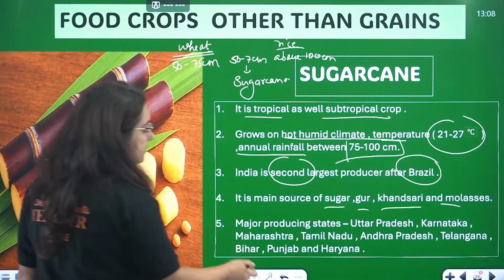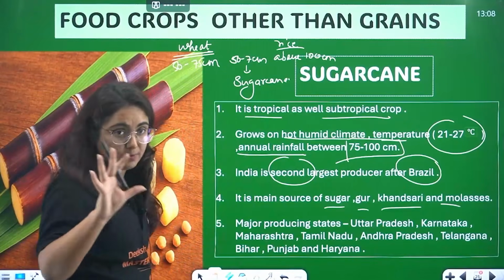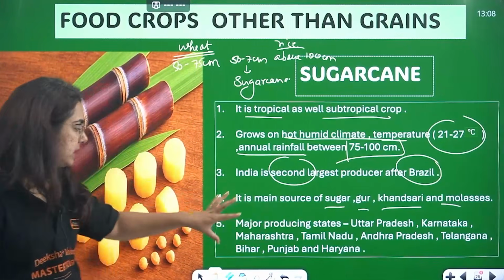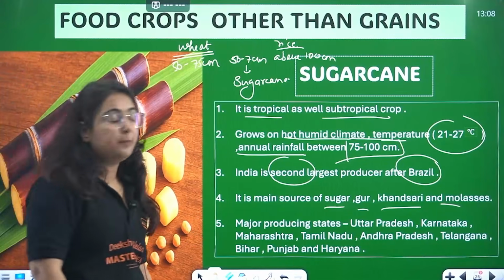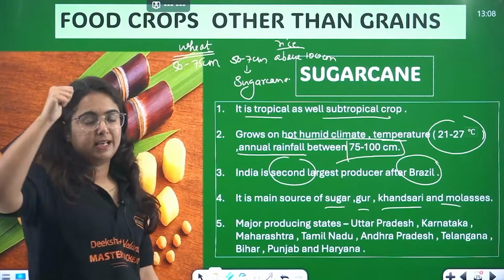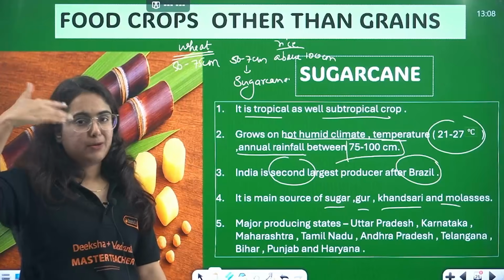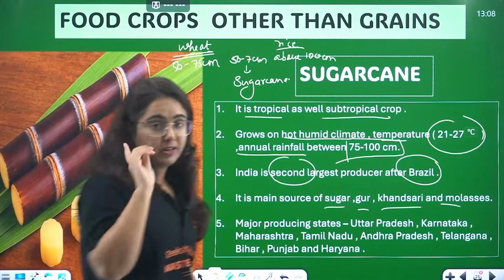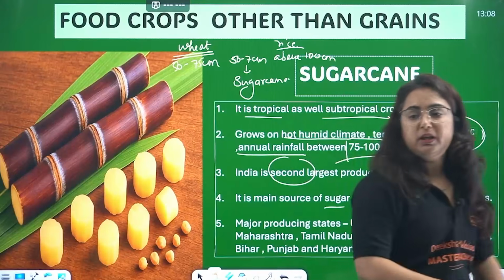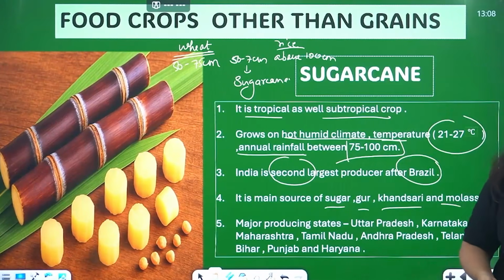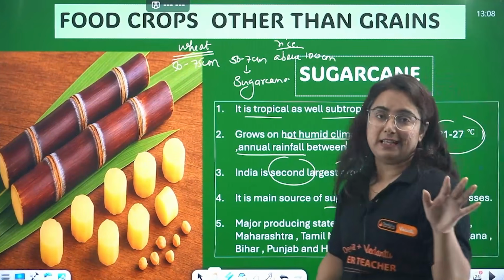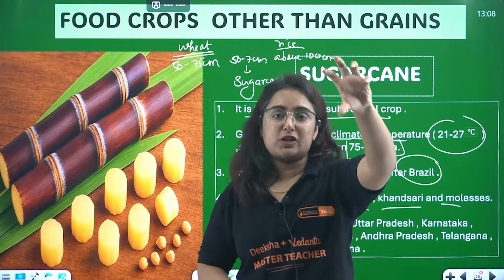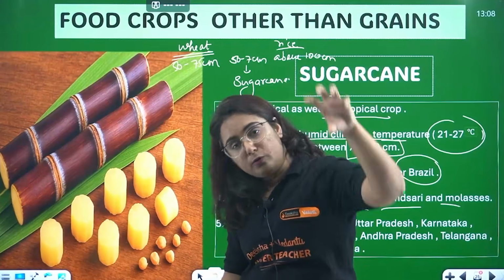Major producing states are UP, Karnataka, Maharashtra, Tamil Nadu, Andhra Pradesh, Telangana, Bihar, Punjab and Haryana. UP is the major producing state. But pay attention, when you learn the next chapter you will see that a shift is seen: sugarcane production and sugar mills are moving towards South India.